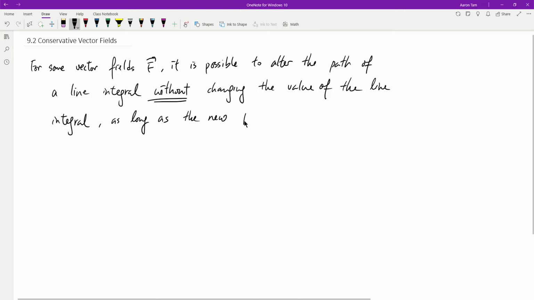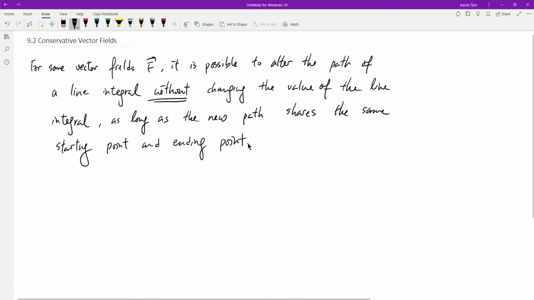the new path shares the same starting point and ending point. So even though the path is different, we still require the path to start from the same point and end at the same point in order for the line integral to remain the same value.